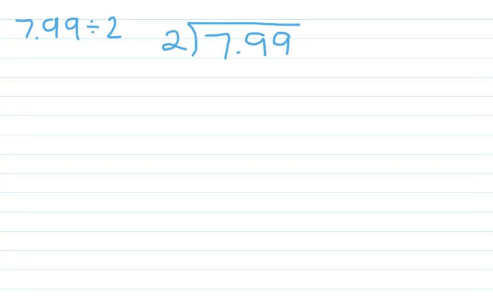All right, hopefully you've had a chance to try this problem. Now I'll work through the problem myself, and you can double check to see how you did. So I'm just going to bring my decimal up first. I want to know how many times 2 goes into 7. It goes in 3 times. 2 times 3 is 6. When I subtract, I get 1. So I'm going to now bring down the 9.